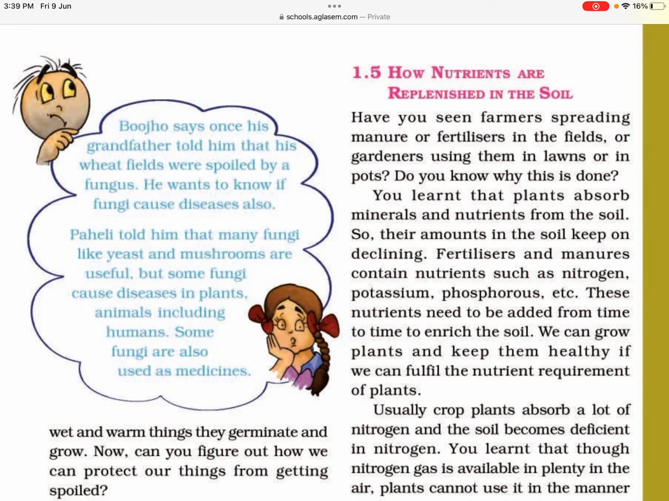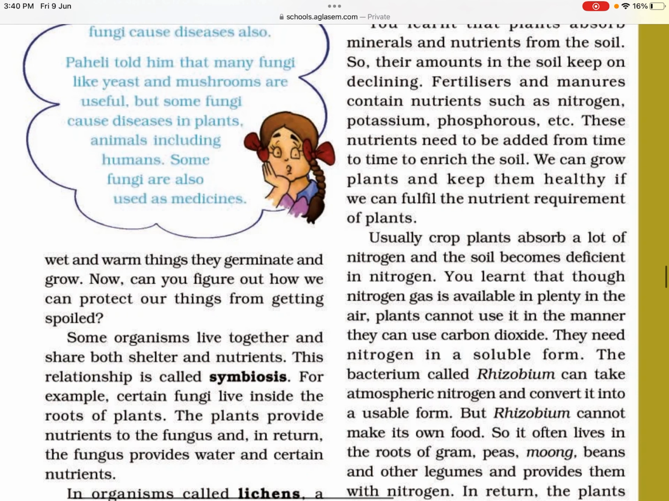Have you ever seen farmers spreading manure or fertilizers in the field, or gardeners using them in lawns or in pots? Do you know why this is done? You learned that plants absorb minerals and nutrients from the soil, so their amounts in the soil keep on declining. Fertilizers and manures contain nutrients such as nitrogen, potassium, phosphorus, etc. These nutrients need to be added from time to time to enrich the soil. We can grow plants and keep them healthy if we can fulfill the nutrient requirement of plants.